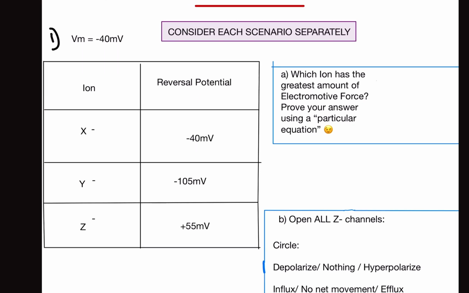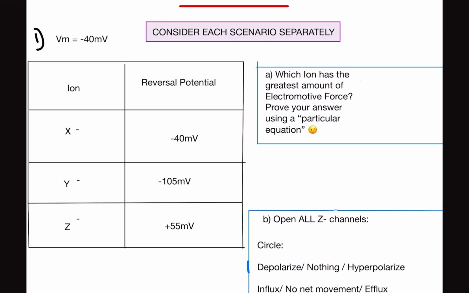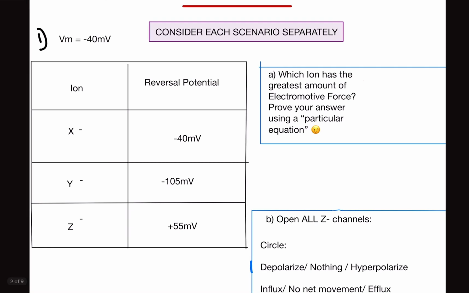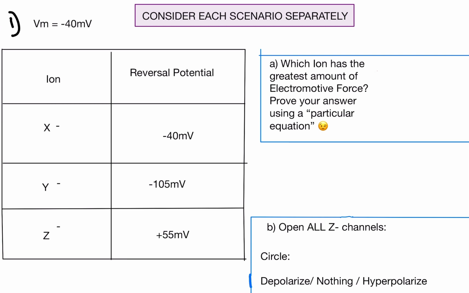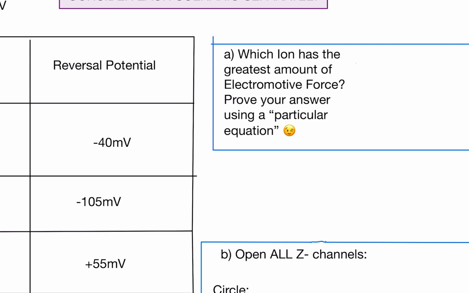We have a cell membrane here, and we've got the resting membrane potential of negative 40 millivolts. In the cell, we have ions X, Y, and Z, all negatively charged. Notice there's a negative sign here for all of them, and the respective reversal potential. Letter A. Which ion has the greatest amount of electromotive force? Prove your answer using a particular equation. Wink. So go ahead and try this out.